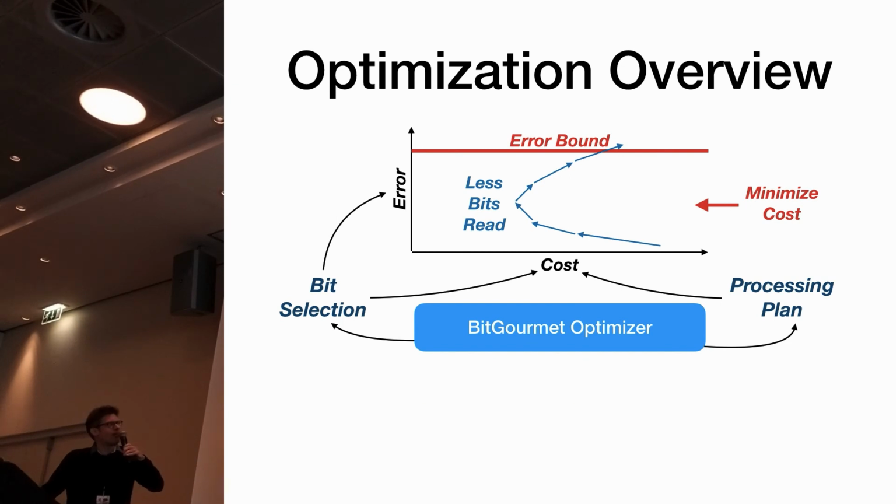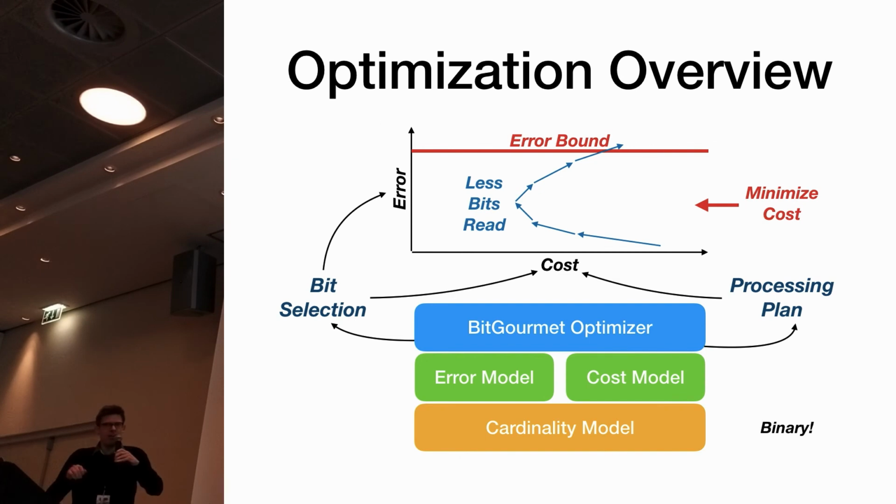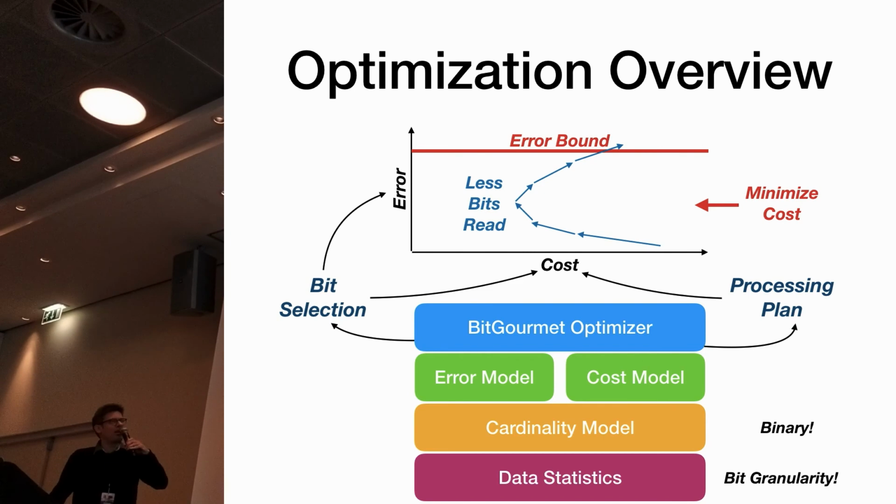The BitGourmet optimizer takes that into account based on scenario-specific cost and error models, which are fed by a scenario-specific cardinality model, which is binary, as it estimates separately the number of rows which we believe we will be certain that they satisfy the predicates, and the number of rows which will possibly satisfy the predicates. We need to estimate both as they are processed separately. And that is fed by data statistics, which are also specific since they describe data at a granularity of single bits. That was a very high-level overview.